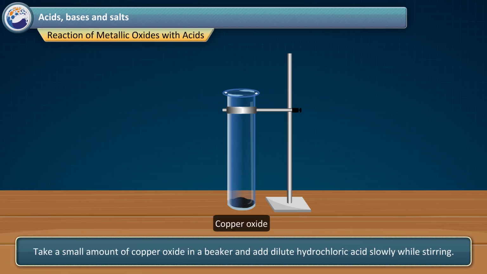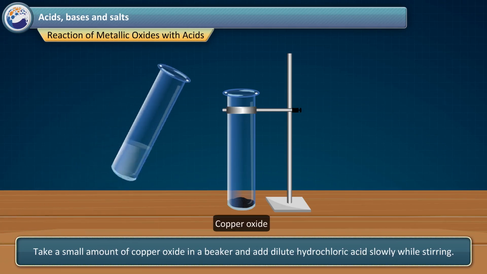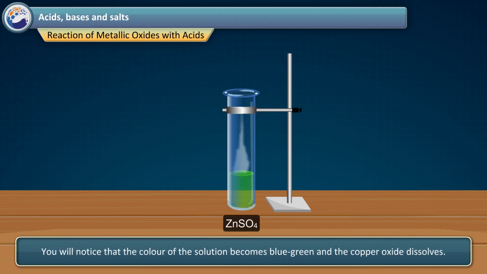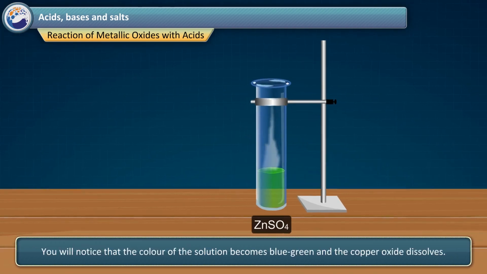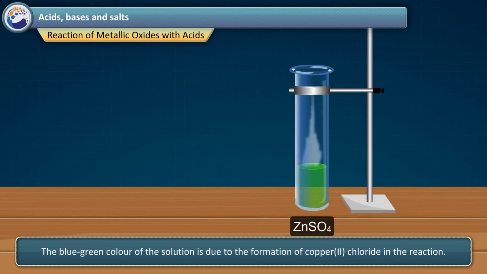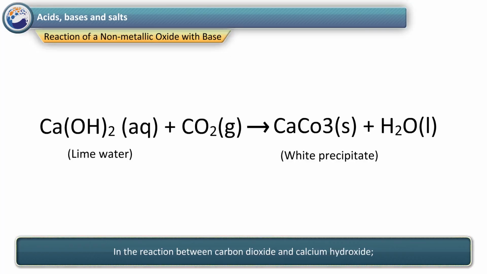Take a small amount of copper oxide in a beaker and add dilute hydrochloric acid slowly while stirring. Note the color of the solution. You will notice that the color of the solution becomes blue-green and the copper oxide dissolves. The blue-green color of the solution is due to the formation of copper chloride in the reaction. The general reaction between a metal oxide and an acid can be written as: metal oxide plus acid gives salt and water. Reaction of a non-metallic oxide with base.